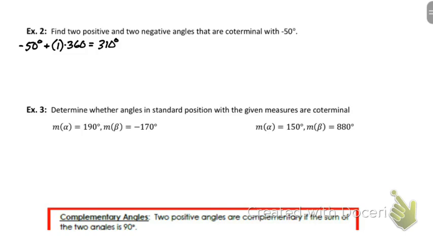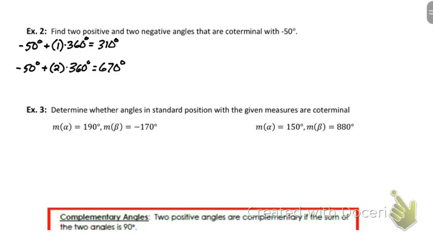Honestly, if I was doing this and I had to list another one, I would just add 360 in my calculator. Using the formula, it would look something like this. Negative 50 plus 2 times 360. Does that make sense? It's going to equal 670. But I did what you told me. I'm basically just adding 360 over and over.